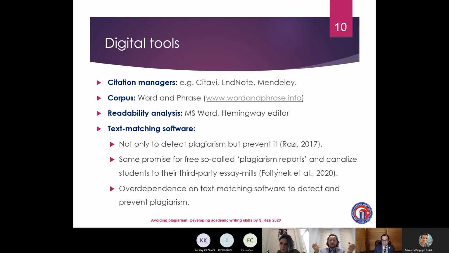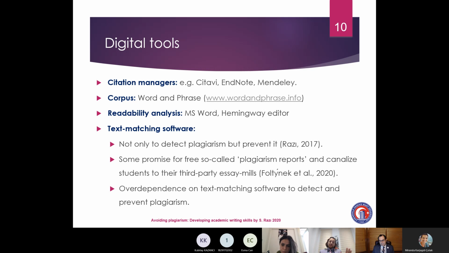Or we can be more aware of the facilities of text matching software. We can use text matching software not only to detect plagiarism, but also to prevent it. However, it doesn't automatically happen. This is what I revealed with the help of my research. We need a very carefully planned pedagogical approach here.